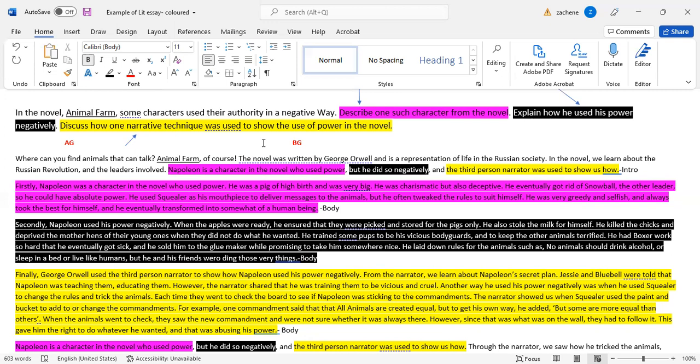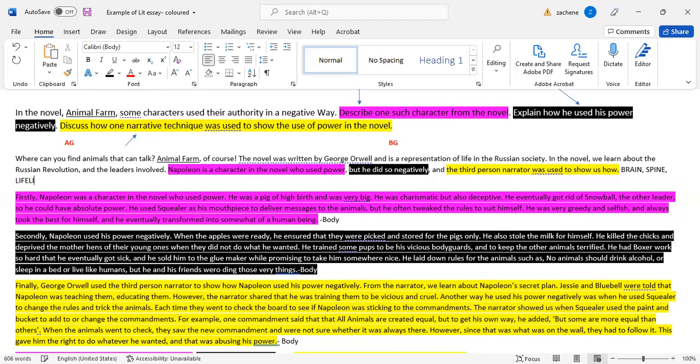The novel was written by George Orwell and is a representation of life in the Russian society. In the novel, we learn about the Russian Revolution and the leaders involved. So we've gotten a little background information, right? And then the third thing, of course, that we must have in our introduction is the brain of our essay. I call it the brain, I call it the spine, I call it the lifeline of your essay.